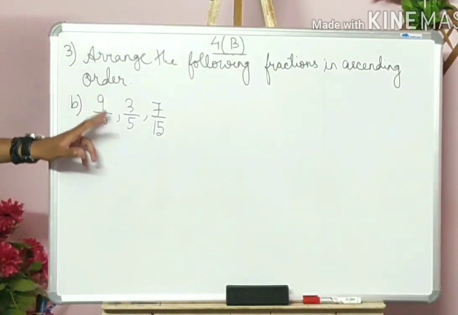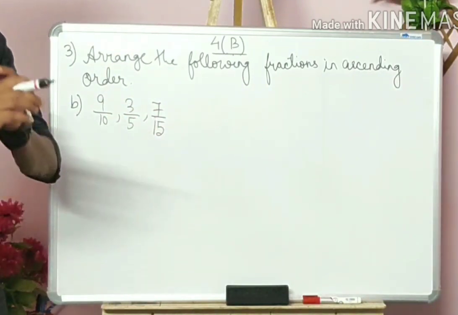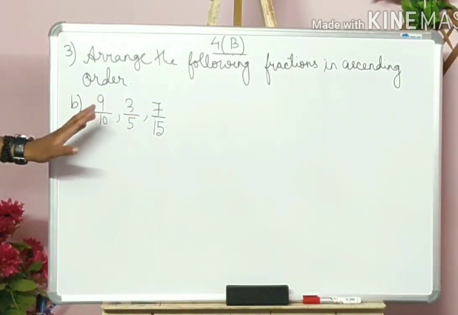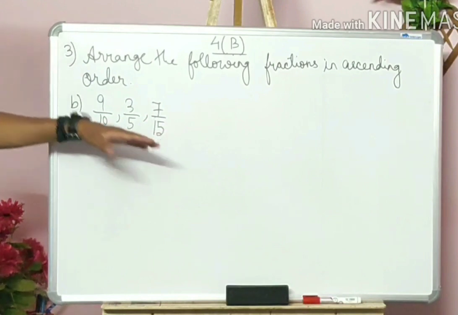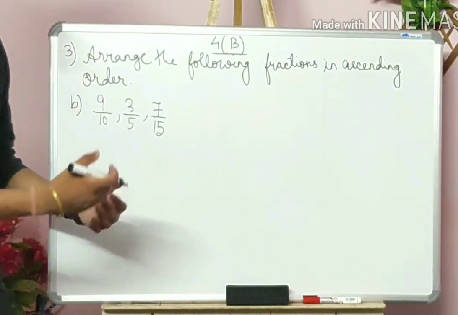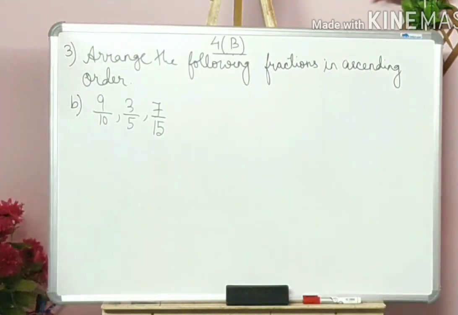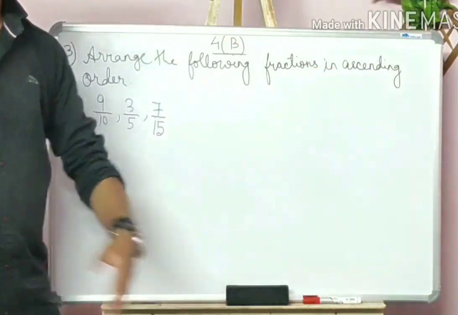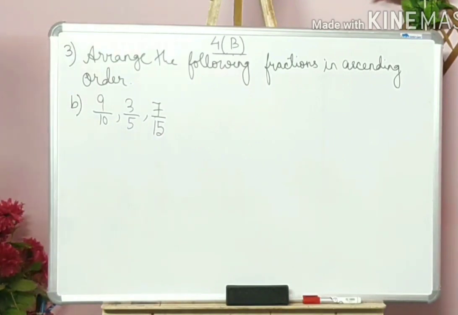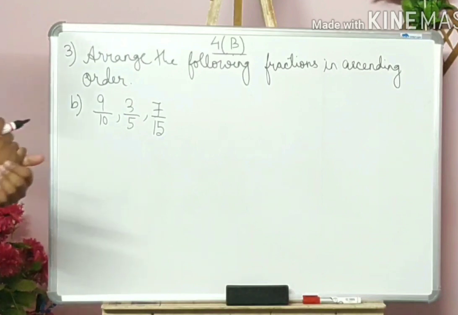So you see, 9 by 10, 3 by 5 and 7 by 15, there are 3 fractions given, and we have to be 100% sure that these fractions are different numbers. That means one will be the smallest and one the greatest. Some of them will be smaller, some will be greater. So we have to arrange this in which form? In ascending order, that means from lower to greater. So we have to find which one is the greatest and which one is the smallest. That's what we are going to find here.